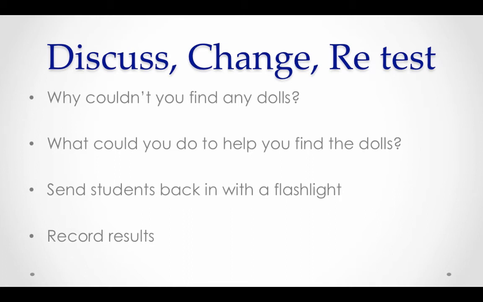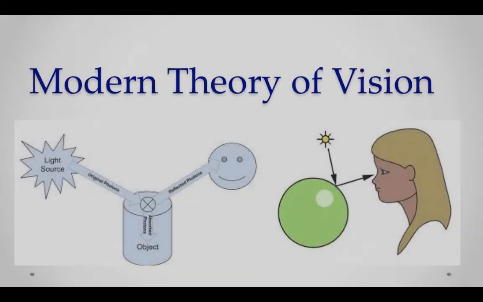So gather some flashlights, and in the same groups that they went in and looked in the dark, send them in with a flashlight and let them have the experience of being able to shine the light through the dark to find their dolls. And then record those results or ask them to present their results to the class or to a small group. Now, before you introduce them to the modern theory of vision, before you actually present them with this explanation, ask them one more time to create a drawing or to use words to explain how it is that we see things.